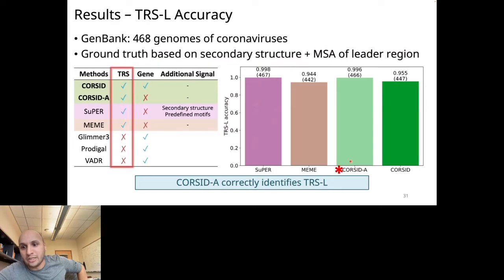And you can see there's a drop in performance from CORSID A to CORSID. The reason is that CORSID A is using the gene locations as input, and in CORSID, we're trying to find the genes simultaneously. So you can see that in about 5% of instances, we don't identify TRS-L accurately. But we still perform pretty well. So that's reassuring.